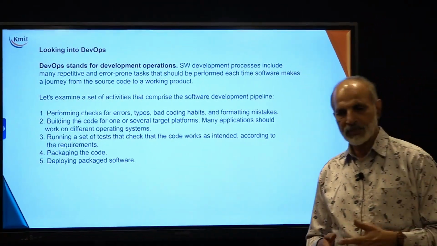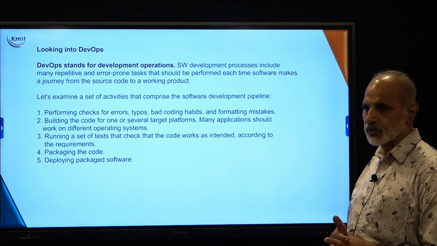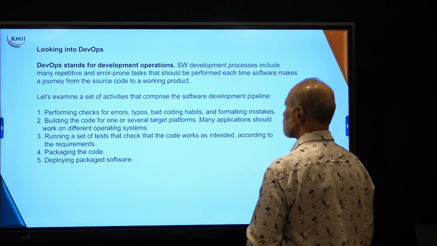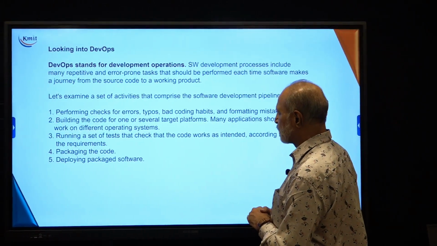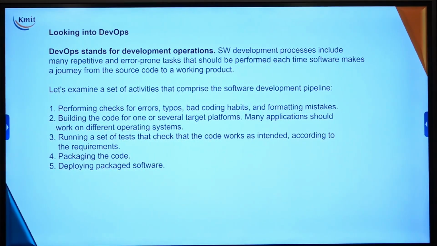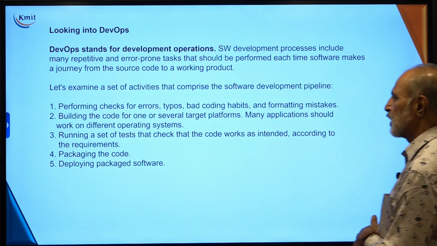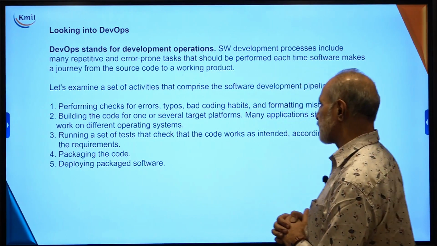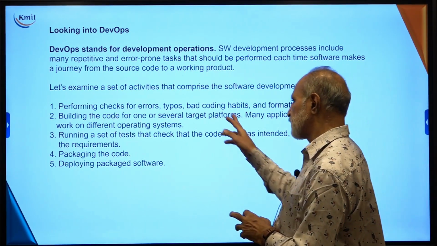When I am developing a software project or a software product, starting from my development of the code to the final stage, I am likely to commit many mistakes which are repetitive in nature. So let us do an examination. Examining a set of activities that comprise software development in a pipeline are performing checks for errors, typos, bad coding habits and formatting mistakes. So, very simple and very crucial is checking for errors, typos, bad coding habits we always have, and sometimes instead of putting a double angle bracket we put another kind of bracket.